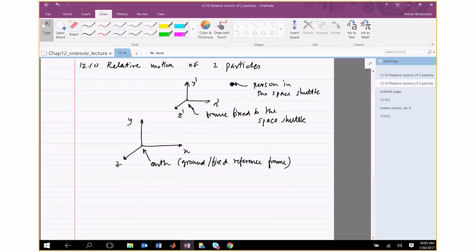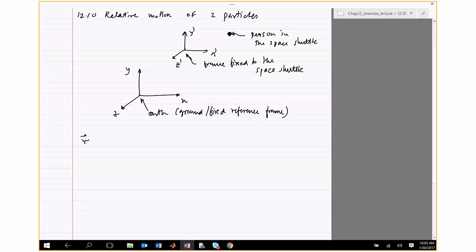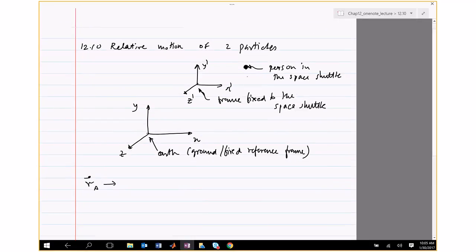So we call this B. This is the position of the person. A is the origin of the frame attached to the space shuttle, and this is my ground frame, which is O. So I can draw a vector from O to A and O to B. And then I can join the vector from A to B.